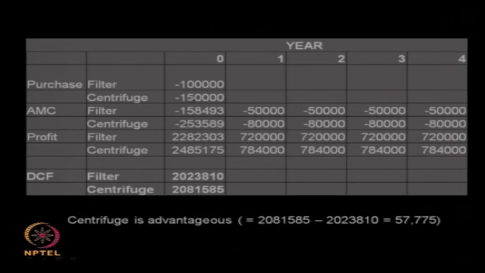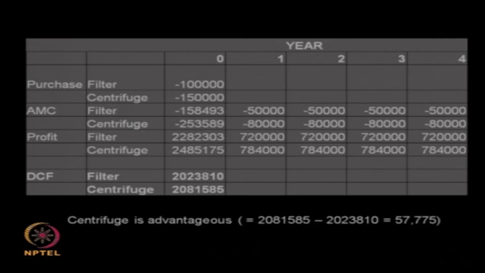these are the AMCs. So if I add up all these, for the filter I get this much amount, that means for the filter I get it as 20 lakhs 23,810, and centrifuge I get 20 lakhs 81,585. So which is better? It is good to have a centrifuge because my profits on centrifuge is more than the profits on filter by 57,775. You understand? So it is a very contradictory problem.